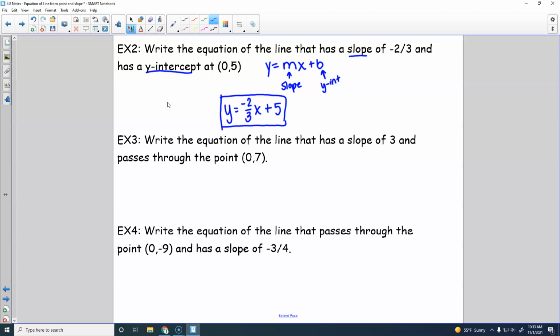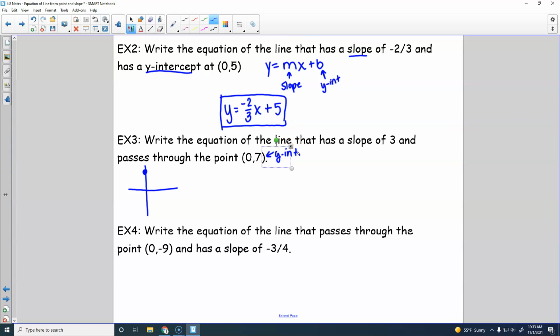Okay, let's look at example 3. Write the equation of a line that has a slope of 3 and passes through the point (0, 7). Now this time it doesn't tell me that's the y-intercept. Is it the y-intercept, though? Yes, it is, because my x-coordinate is 0. If your x-coordinate is 0, that is your y-intercept. Because if I graph this, I'd go right or left 0, and I'd go up 7, which would be on the y-axis. So this is the y-intercept, even though it doesn't say it.